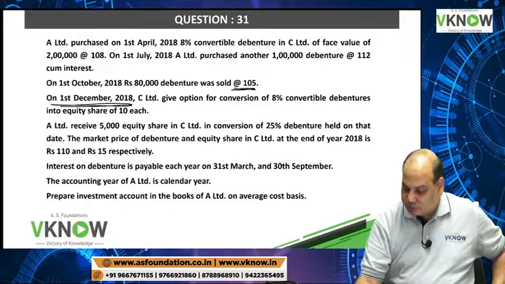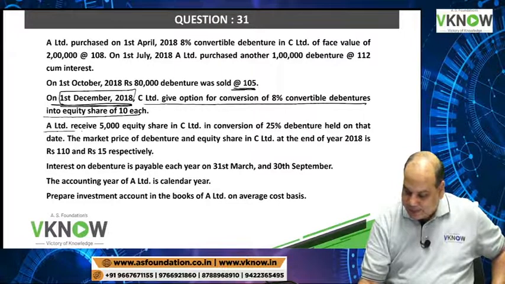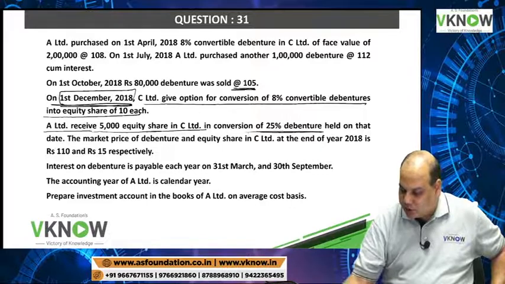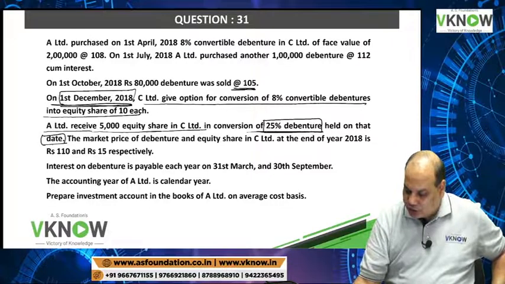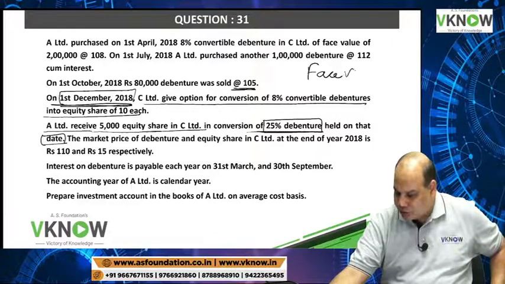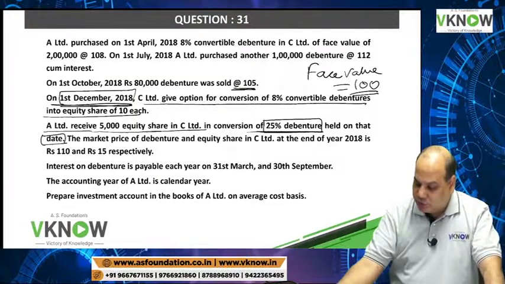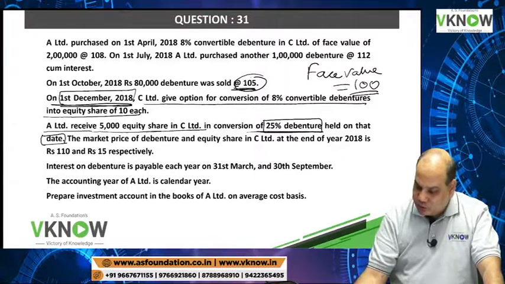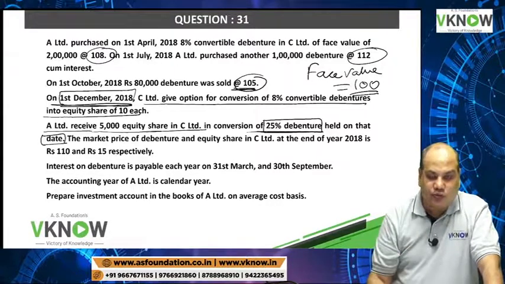Then on 1st December 18, C Limited gave an option for conversion into equity share. A Limited received 5,000 shares in B Limited in conversion of 25% debenture held on that day. So let us check how many debentures will be converted into shares. Face value is not given. Can we assume 100 rupees? The answer is yes because the prices that are given to you are 105, 108, 112. So that is revolving around 100 rupees. So I can assume face value is 100.